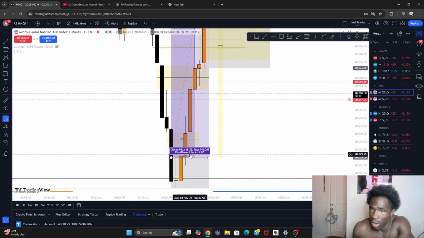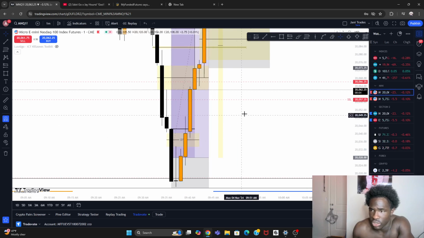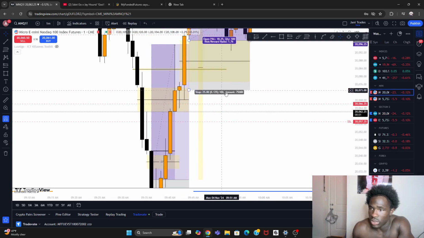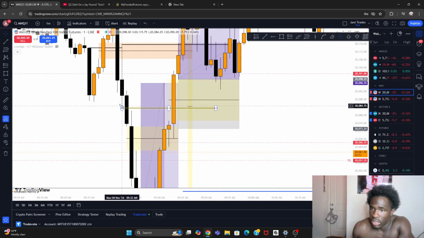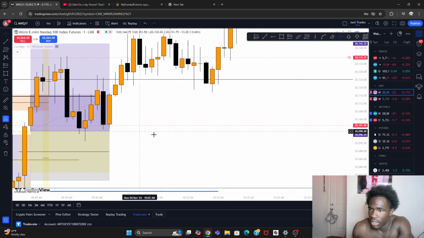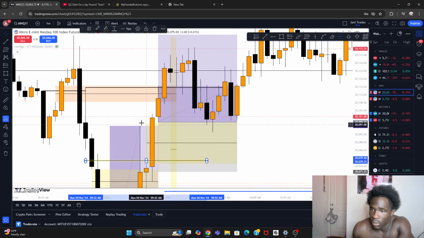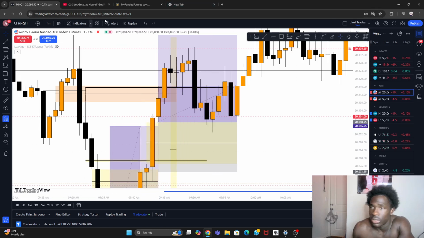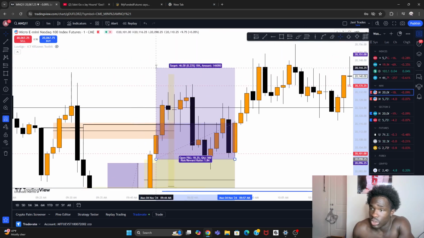Went in off of this right here. Literally went in off of this BPR. I use this as an inversion fair value gap. But then we rode this all the way up for a 1 to 4. This was our fair value gap. This was another fair value gap for more confluence to push higher. And then we used this fair value gap as well with this breaker structure here for a 1 to 2.